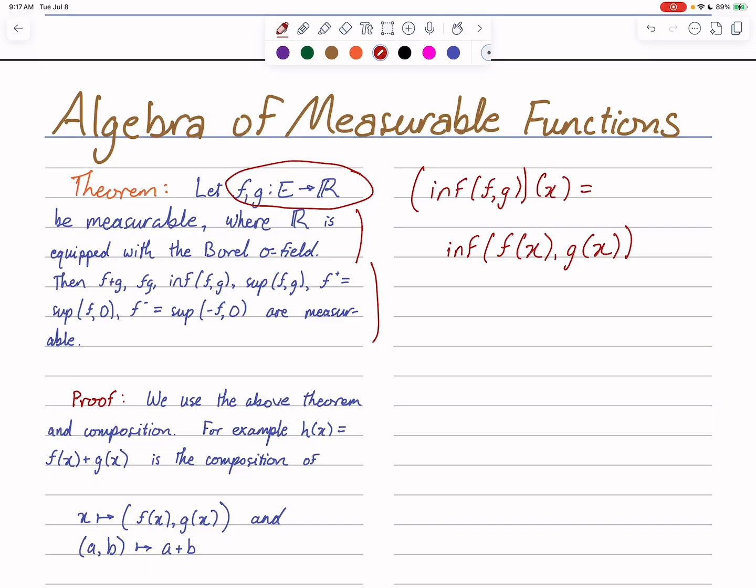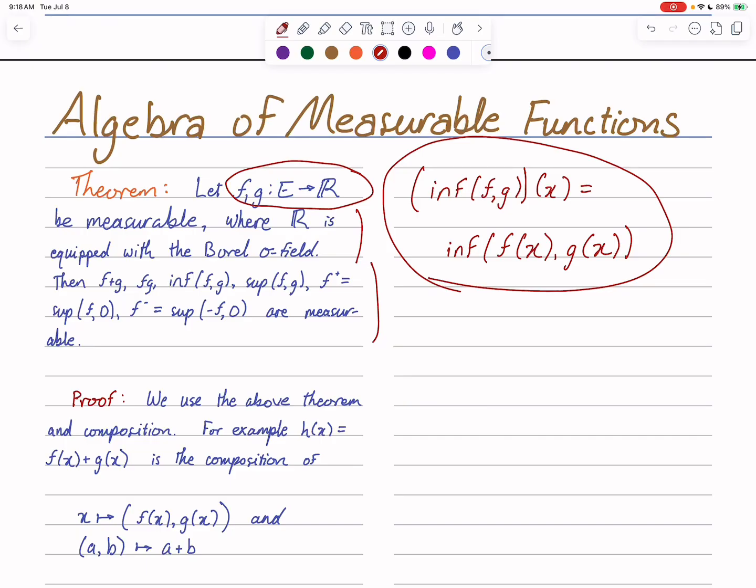In fact, this is nothing other than the minimum, because when you have a finite collection of things, then the infimum is the same thing as the minimum. But so that is the inf of f and g. Likewise, we have the sup, which is effectively the same thing as the max. All of these are taken pointwise, which basically means that this is how you compute these values.